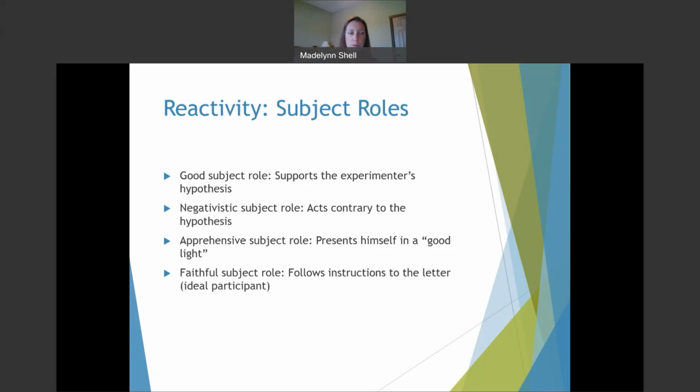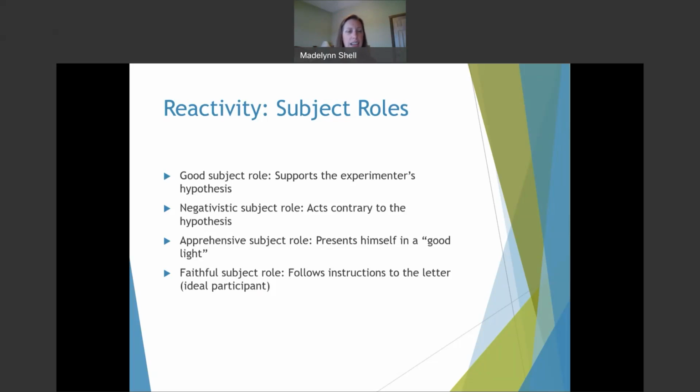There are a couple of different roles that people might take when they know they're being observed. The good subject role wants to support the experimenter's hypothesis. A negativistic subject role is where they act contrary to the hypothesis. They think no one's going to engage in helping behavior, or they think everyone's going to engage in helping behavior, but I'm not going to because I know that's what they're studying. The apprehensive subject role: I just want everyone to see me as being good. In the faithful subject role, I'm going to do exactly what they say. This seems like an ideal situation, but it can be problematic if that's not their actual behavior.